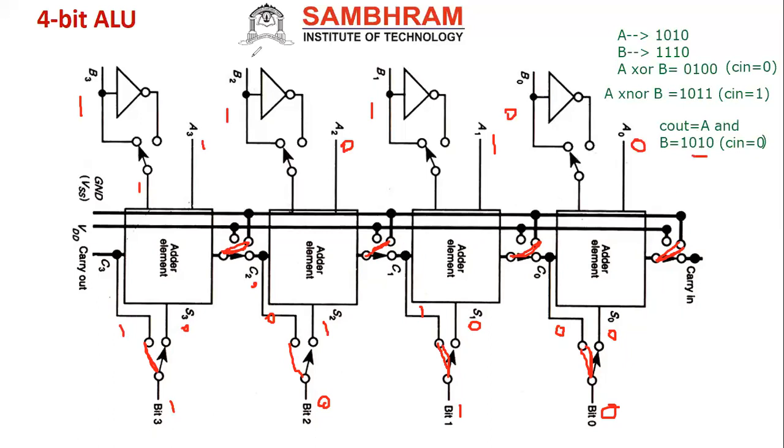Next operation. What is the next operation? Let us go for Cout is equal to A or B. How to perform? Cin should be what? 1. Correct. Cin should be 1 means your Cin should be connected to VDD. So this Cin should be connected to VDD. So now let us connect to VDD.